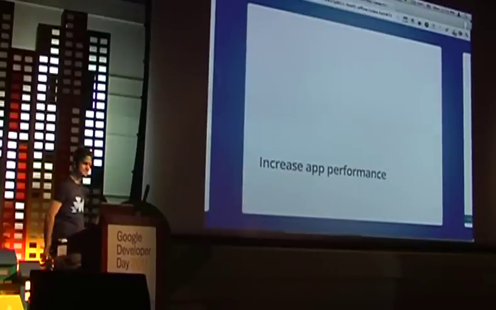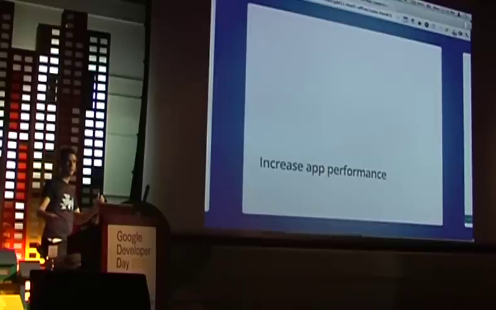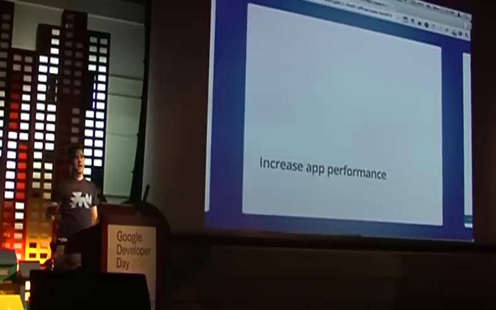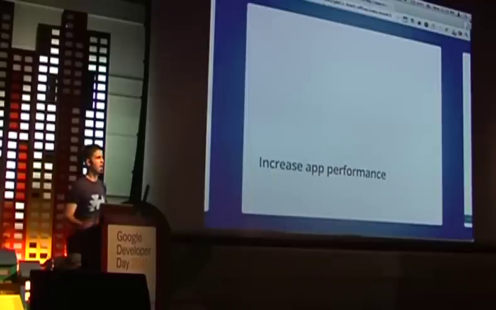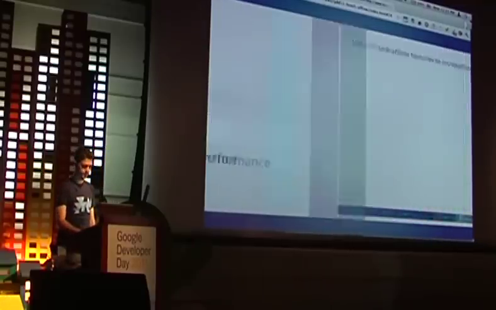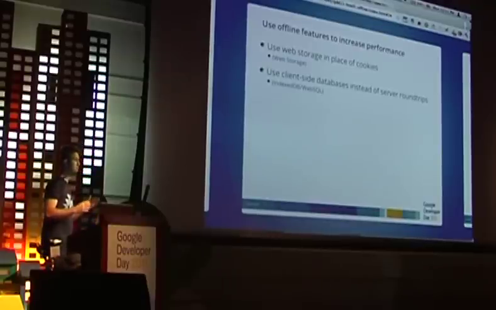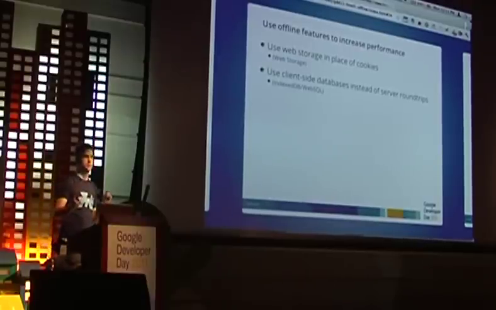All right. We've talked about enabling apps to work when you're offline, but we can also use these techniques even when you're online, just for better performance. A few ideas: using web storage in place of cookies. Like I explained, there is an overhead with using cookies, and they're limited as far as the amount of storage you can actually use. Web storage gives you a lot more capacity. Another idea is using client-side databases instead of asking the server for everything.